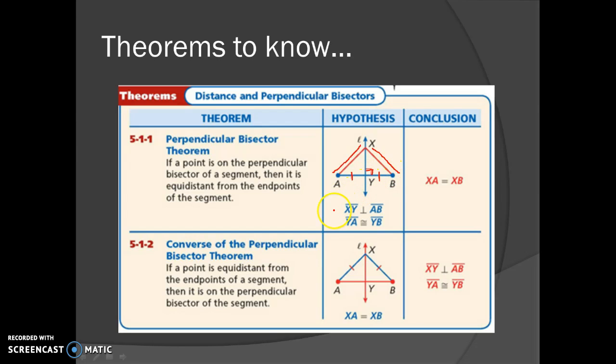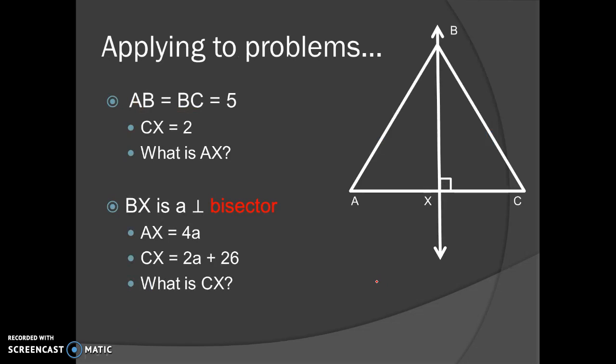Okay? The reverse is also true. If you have some line cutting through a segment and you know that the distance from this point X to A is the same as the distance from X to B, if you know that those two are congruent, then you know that this segment XY is a perpendicular bisector. So it works forward and backward. So how could that apply to some problems?